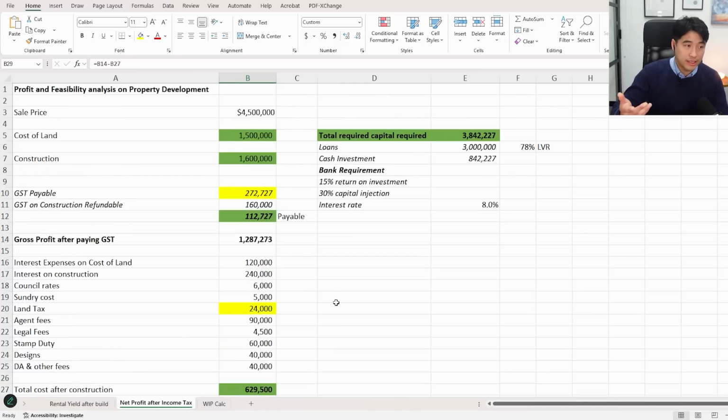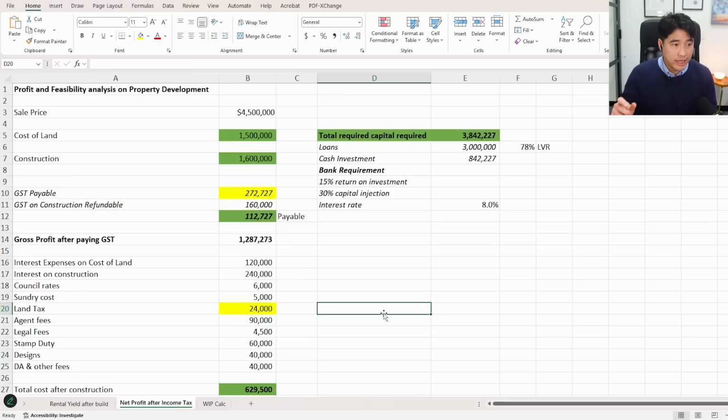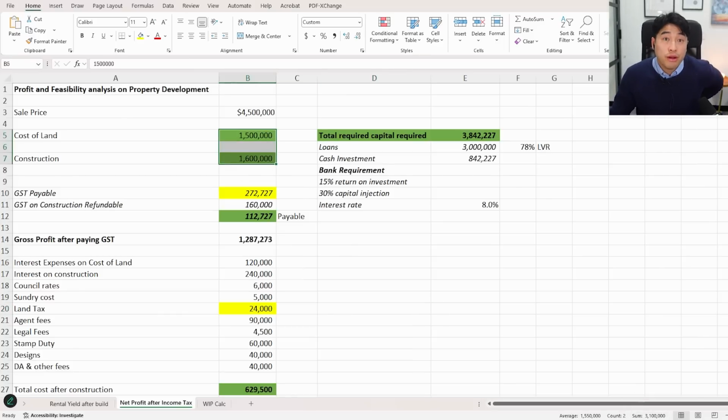Yep. So let me give you guys an example. We've got this client who purchased a piece of land, and it cost them 1.5 mil. Before they purchased it, they brought a builder in, or that person was a builder. So they estimated the construction cost of being able to build a duplex. They decided that if they were to build the duplex, it would probably cost them 1.6 mil. So they added the cost of land and the 1.6 mil, and they worked out that the total cost is going to be about 3.1 mil for land and for construction.